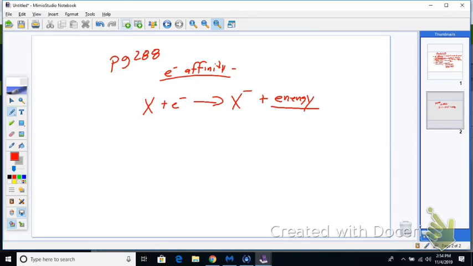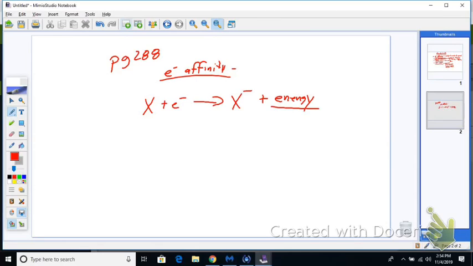If we put energy in, that means we're doing work to push that electron in. Well, that means it doesn't want an electron. If you have to put in work to push in an electron, that atom doesn't want an electron. If you're getting out a lot of energy, thus a high negative number, then it wants an electron. The more energy it gives off, the better it is at pulling in an electron.